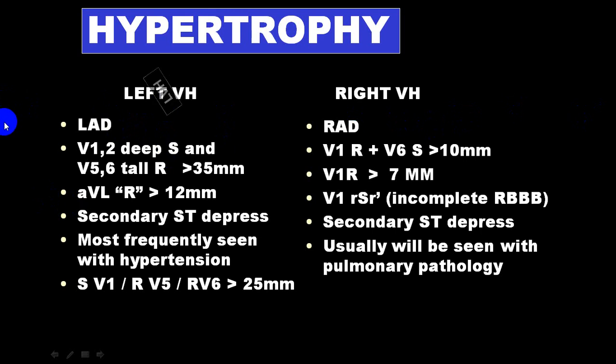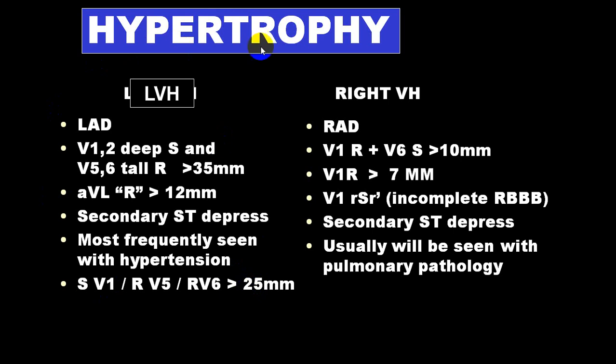In left ventricular hypertrophy, you get left axis deviation. V1 and V2, you will have a deep S wave. V5 and V6, you will have a tall R wave. Addition of S and R will be more than 35. In aVR, you will have a R wave more than 12 small squares. You will have a secondary ST depression in V1 or V2. And mostly you see deep S wave in V1, R wave in V5 and V6 in LVH, and R wave may be taller than even 25 millimeters.